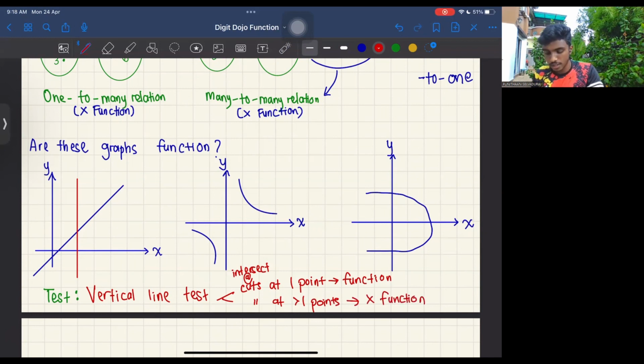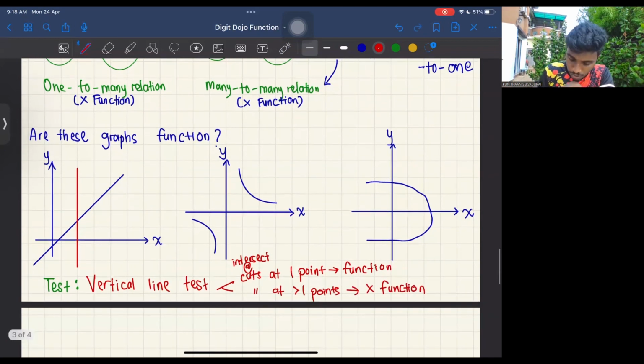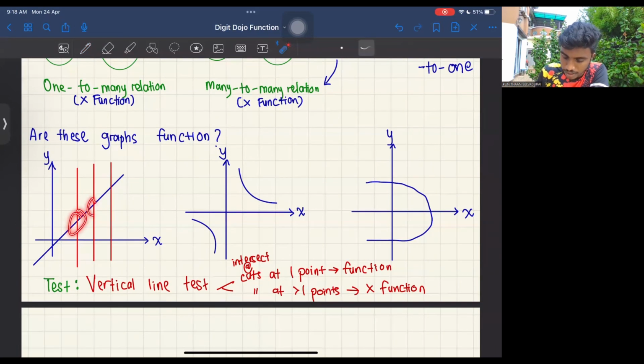So for the first example, first graph, we have drawn a straight line. You can draw anywhere. You can also draw here, anywhere. But whenever you draw the vertical line, you can see it's only intersecting at one point of the graph. This one is intersecting at 3 points because I drew 3 lines. But if you draw only one line, it will intersect at only 1 point here. So this is a function.